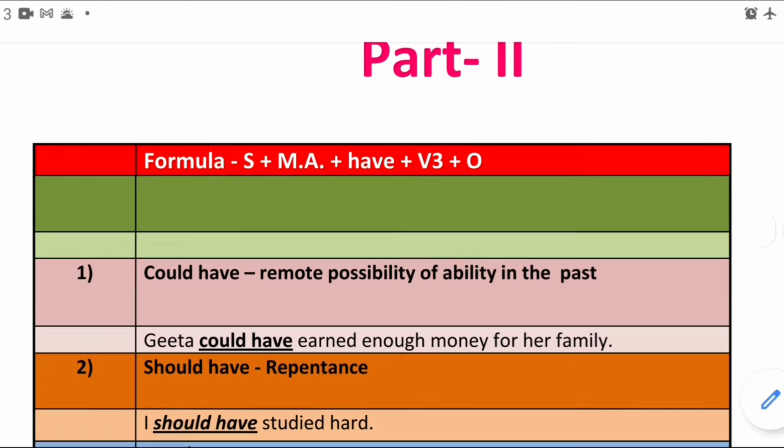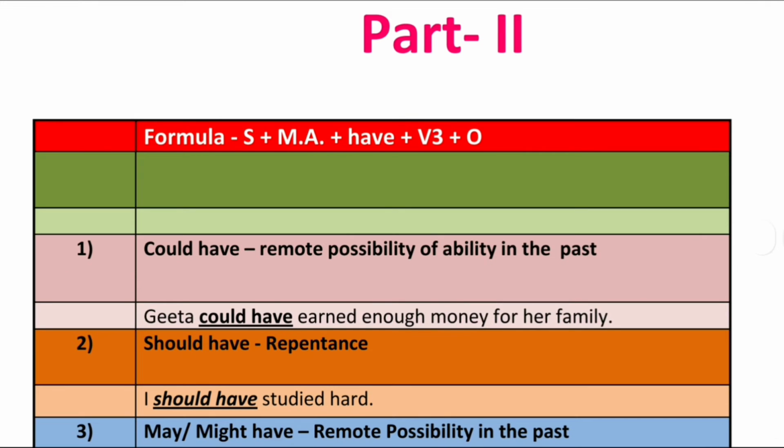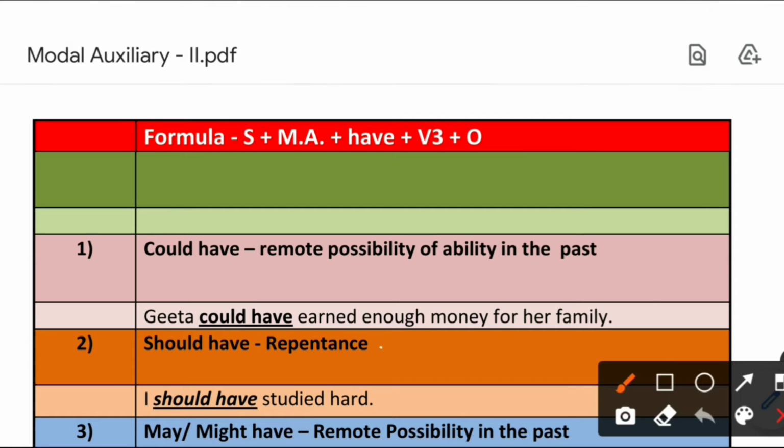Now next one is should have. Here also you did not do this. You did not do that thing. That's the meaning. But the difference is here it's repentance, and in could have it's ability. Got it?